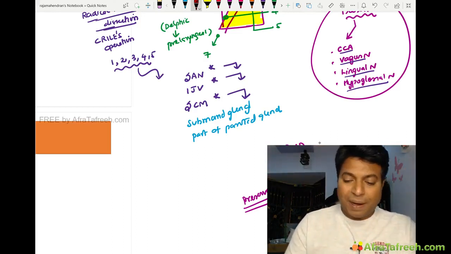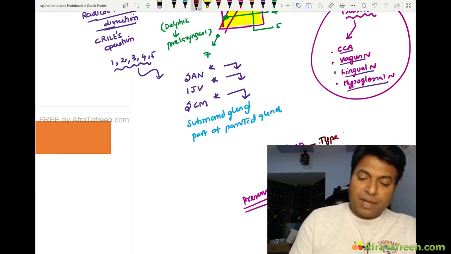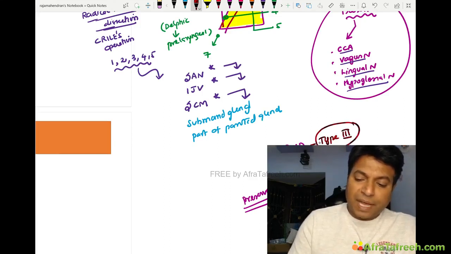So not old AIIMS pattern. This type of MRND is known as type 3 MRND. Type 3 MRND, all three are preserved. SIS is preserved.